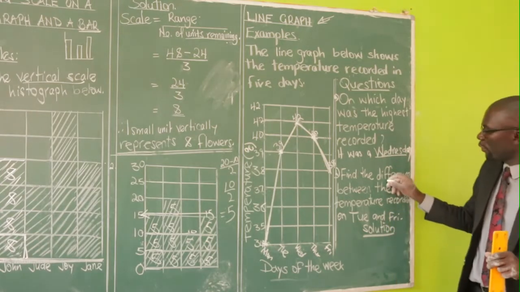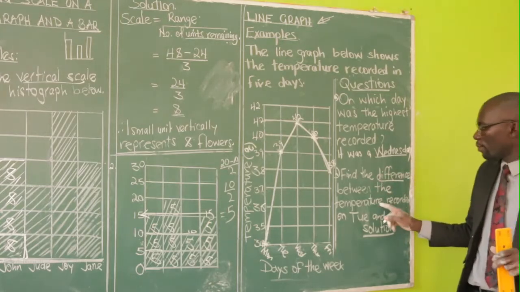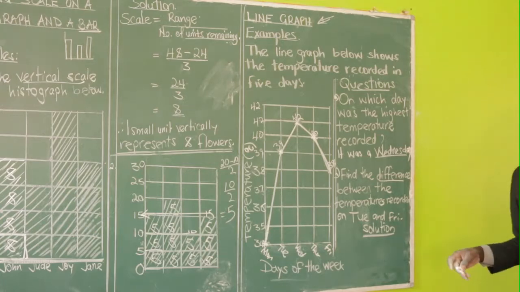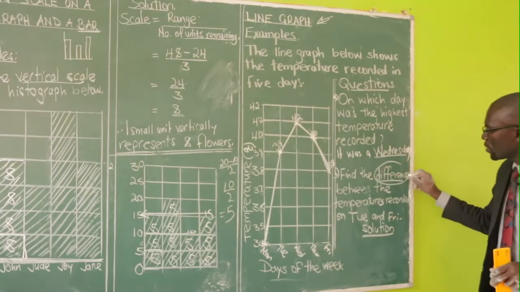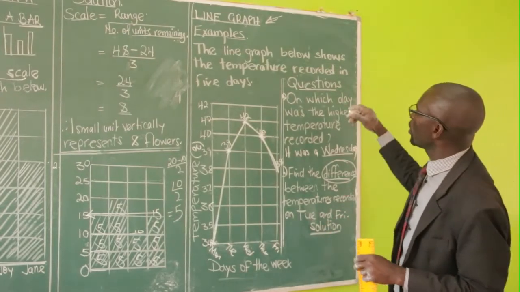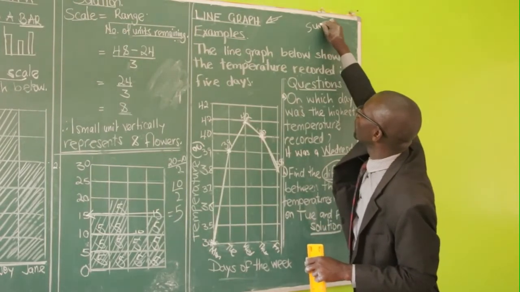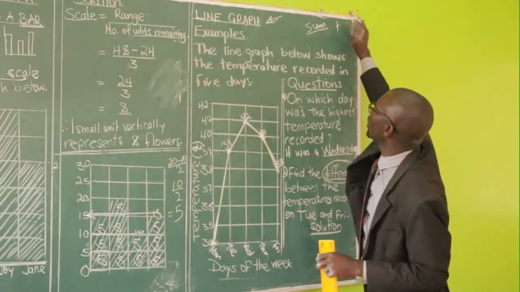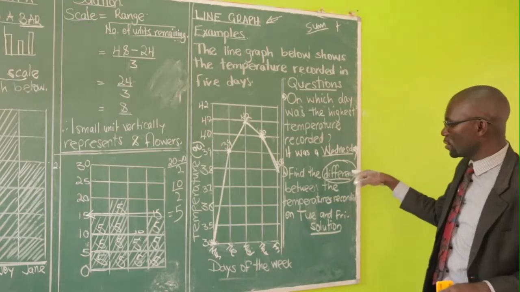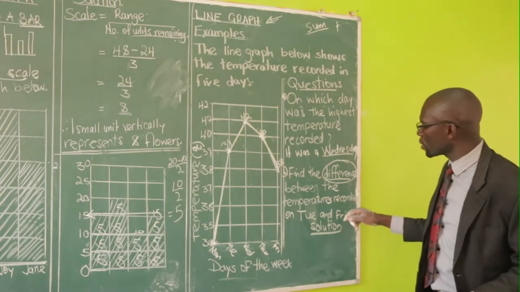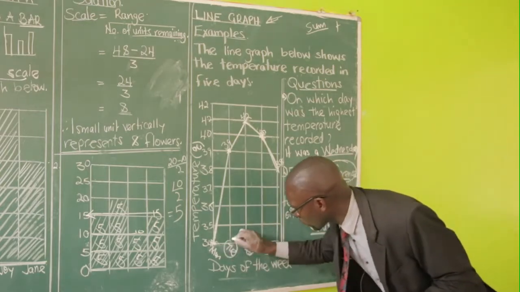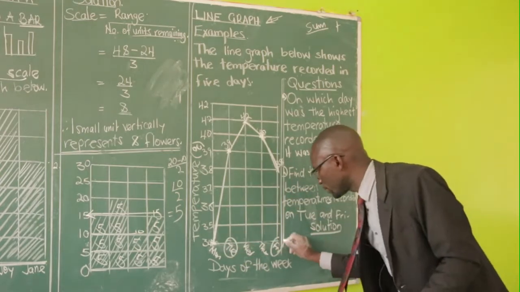Find the difference between the temperatures recorded on Tuesday and Friday. The word difference refers to the answer you get after subtracting. I told you in the previous lesson that sum is the answer you get after adding. So the answer we get after subtracting is difference. So what's the difference between the temperatures recorded on Tuesday and Friday?